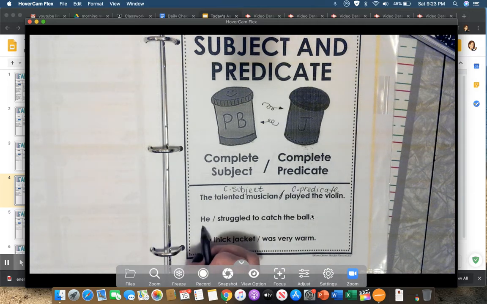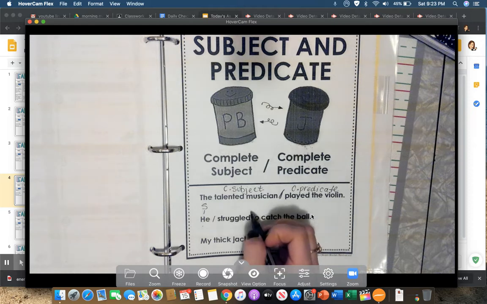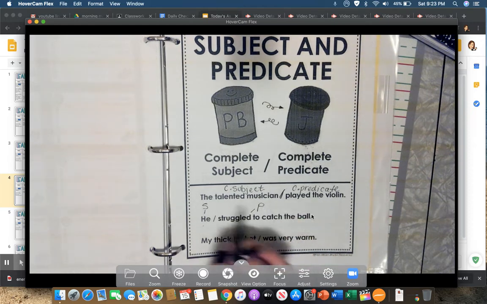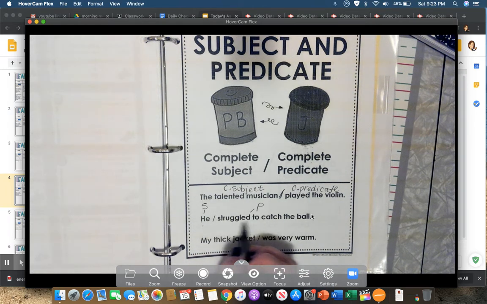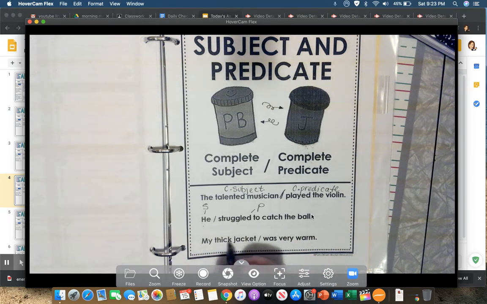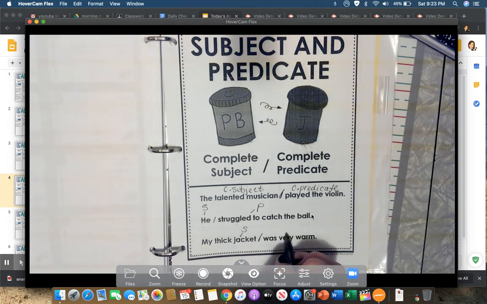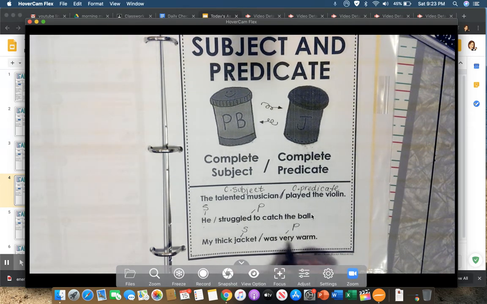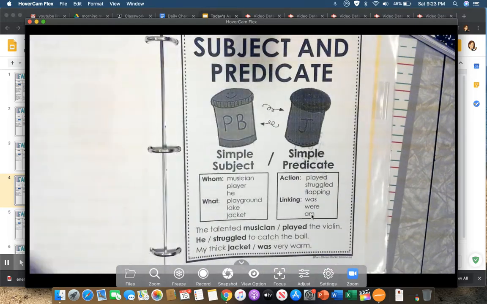Let's look at this one. He, this is the subject, struggled to catch the ball. This is the predicate. So sometimes the subject is just one word. Who is the sentence about? It's about he, and what did he do? Struggled to catch the ball. My thick jacket, so the jacket is the subject, and what's the predicate? Was very warm. It's describing the jacket. Okay, so let's go ahead and look at some more.